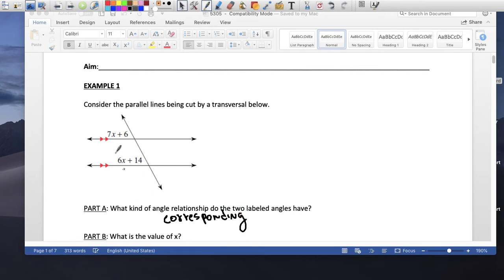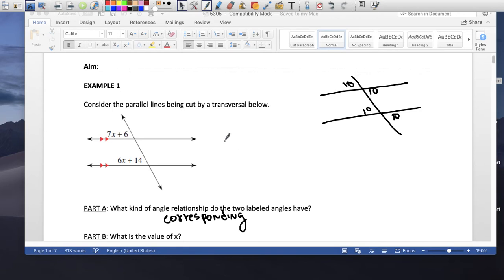If they're corresponding, what do we know? This is the same. So remember, if this is 10, how much is this? This is 10, this is 10, this is 10, right? So look at this one. This and this is the same thing as this and this. They're in the same position, so that means they're equal to each other.